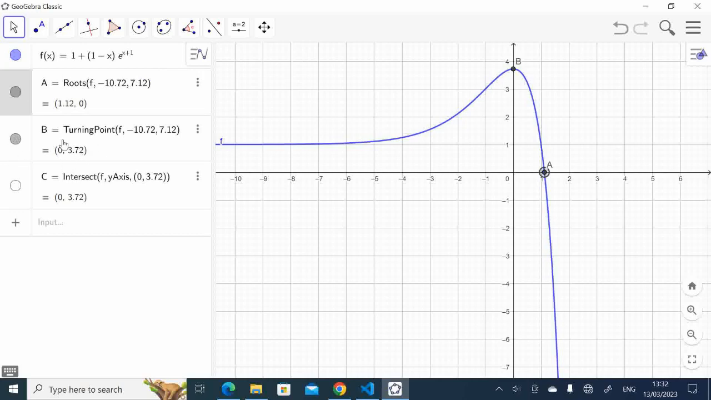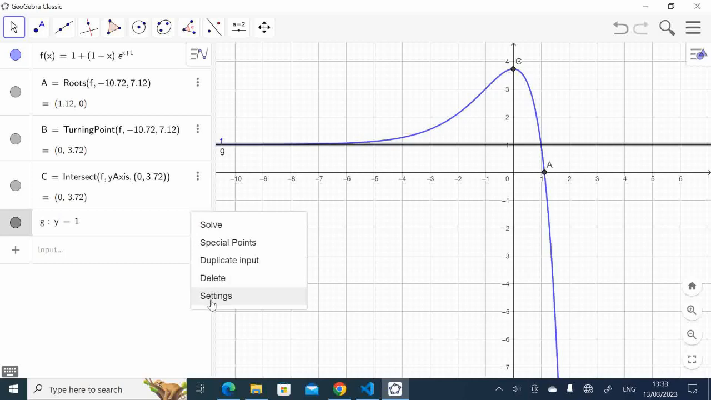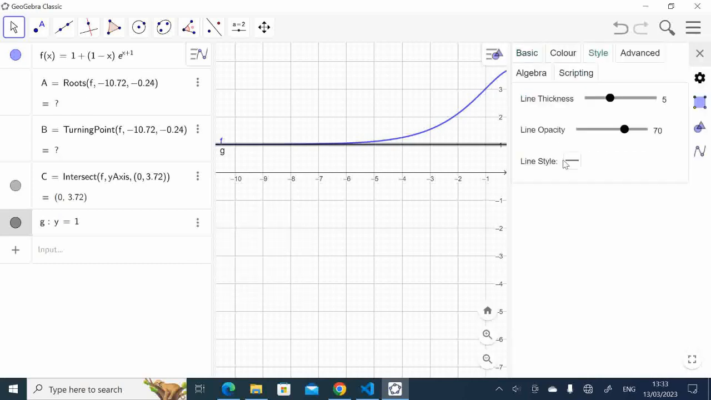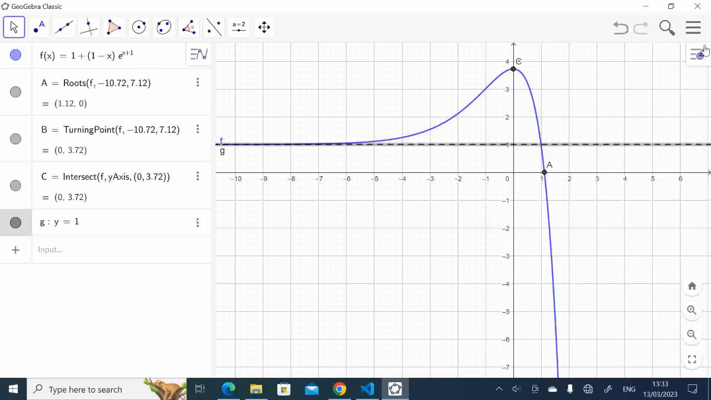Okay, so this is the maximum, and let us draw y equals 1. This is the horizontal asymptote. So this is the graph.